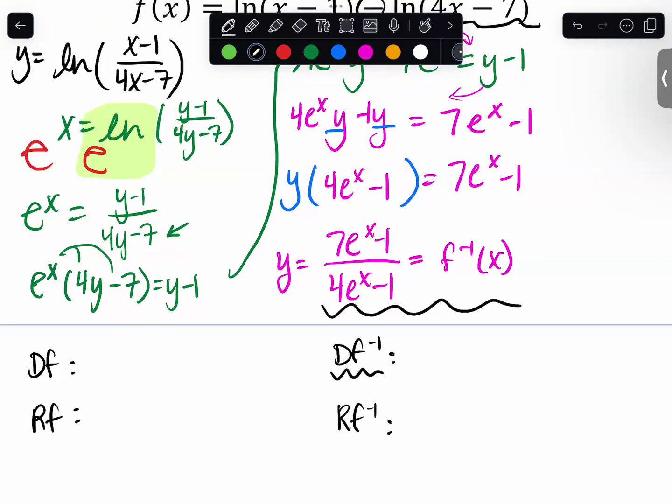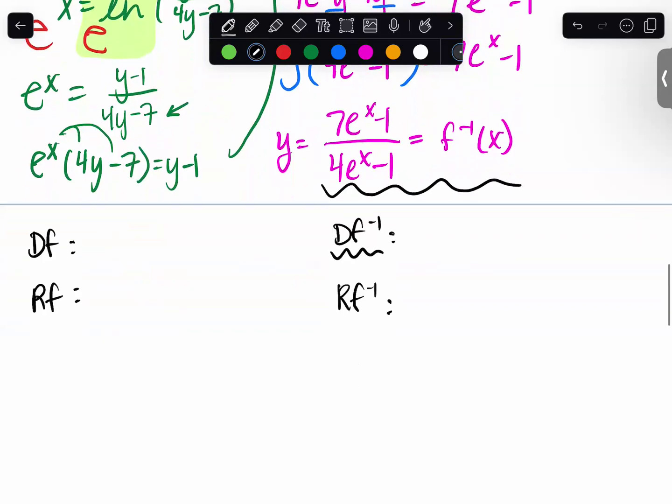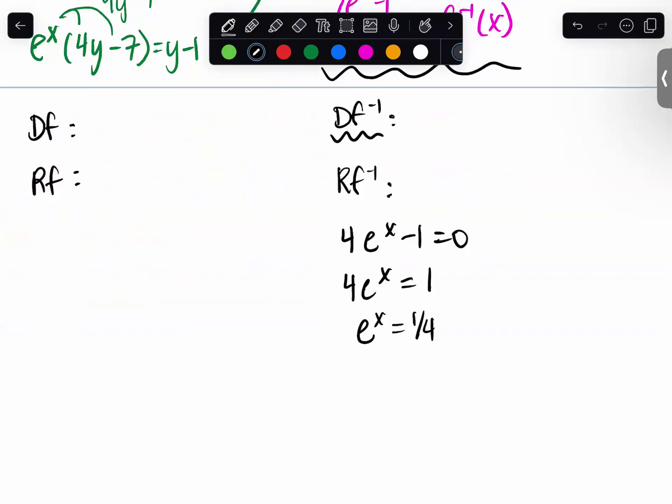F inverse here looks like an exponential function, but I do have division going on, so I have to make sure that the denominator is never 0. So I'm going to check, can 4e to the x minus 1 ever equal 0? Do I have to restrict any values? So I get 4 times e to the x equals 1. E to the x is 1/4. I get rid of e to the x by taking the natural log of each side. So x is the natural log of 1/4. Okay, that is a value I have to consider.